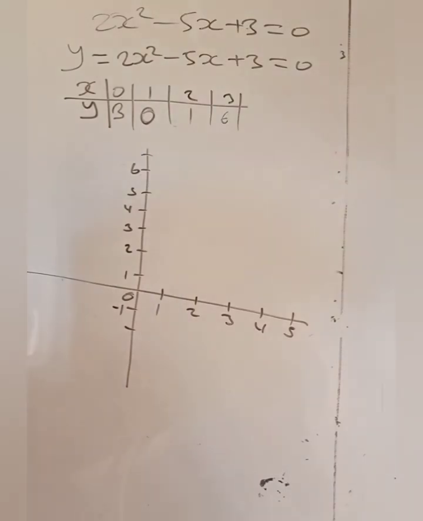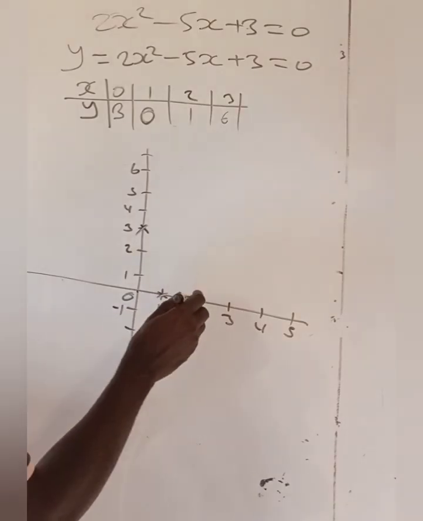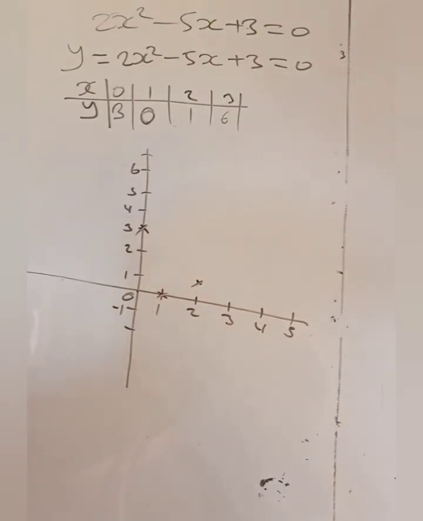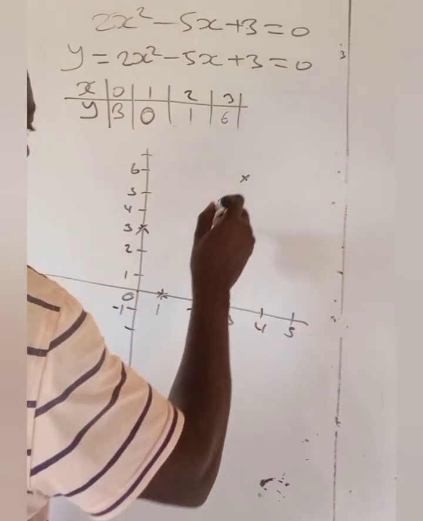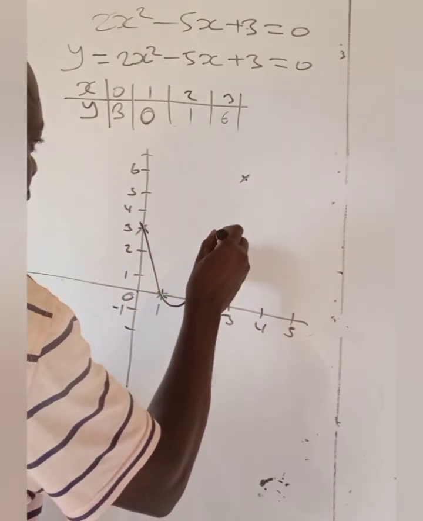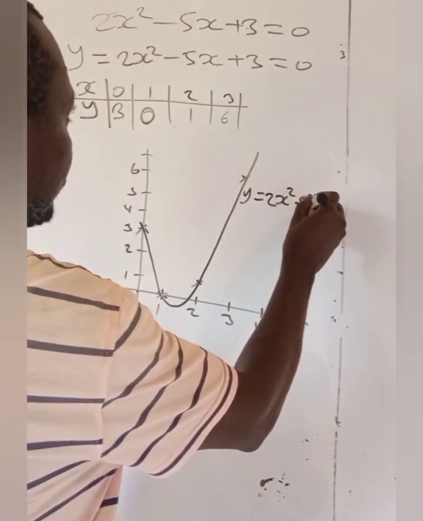So that when x is 0, here, y is 3. When x is 1 here, y is 0. When x is 2 here, y is 1, somewhere there. When x is 3 here, y is 6. So that's how our graph goes. There will be a smooth curve like that. So this graph is y equals 2x squared minus 5x plus 3.